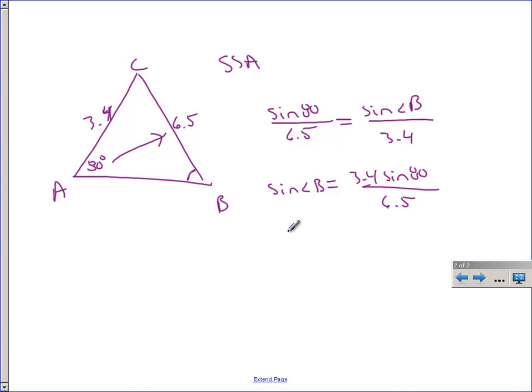And so you end up arc sining all of that. So the measure of angle B equals the arc sine of 3.4 times the sine of 80 over 6.5. So you arc sine this with your calculator, and you get that it's about 31 degrees. And that is pretty much it.